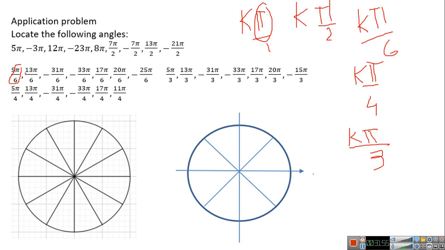I want 5 pi over 6, so 5 30s. I know in every 90 you have 3 equal parts of 30: 1, 3, 1, 3, 1, 3. So I want how many 30s? I want 5: 1, 2, 3, 4, 5. So this is 5 pi over 6.